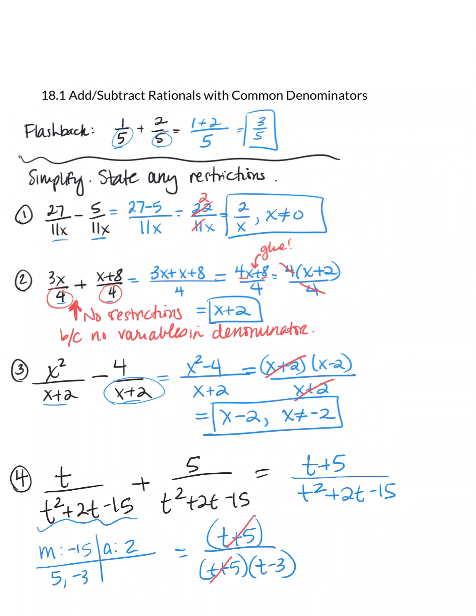Now I look and my factors here reduce, the t plus 5 factors. Now everything's out of the top, but there has to be a placeholder of 1 there. And then t minus 3 is on the bottom. Now I need to go back and look at restrictions. What is it that t cannot equal?